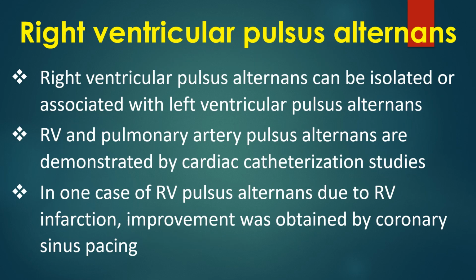Right ventricular pulsus alternans can be isolated or associated with left ventricular pulsus alternans. Right ventricular and pulmonary artery pulsus alternans are demonstrated by cardiac catheterization studies. In one case of right ventricular pulsus alternans due to right ventricular infarction, improvement was obtained by coronary sinus pacing.